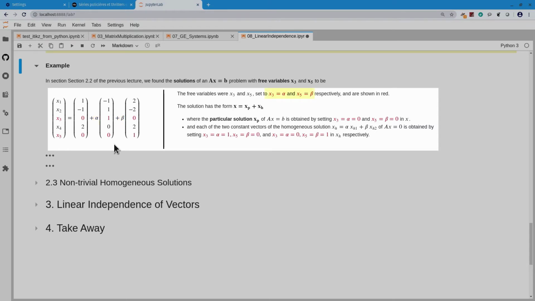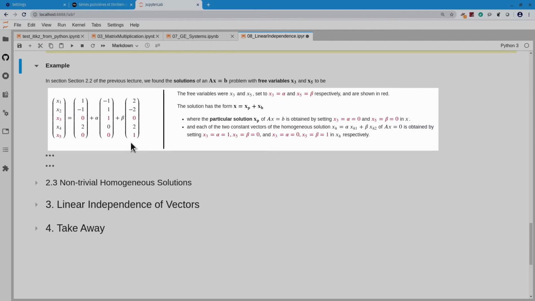But what are the free variables? They are x3 and x5. So the particular solution I get by setting the free variables equal to 0. The particular solution, the way we construct it, has zeros for each of the free variables. Now let's look at the homogeneous solution. It solves Ax equals 0.